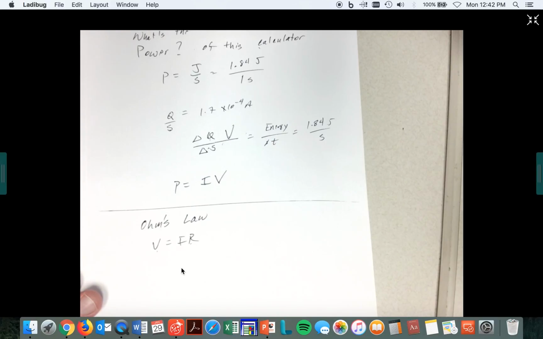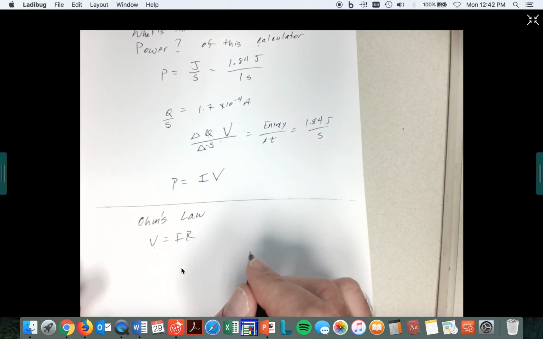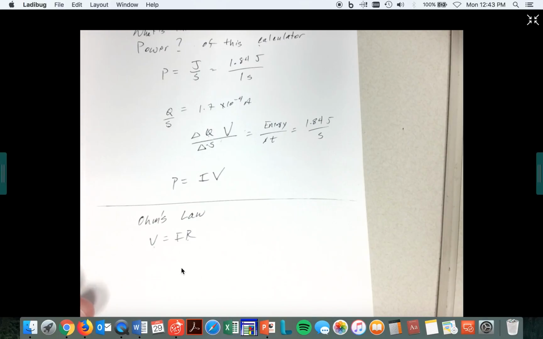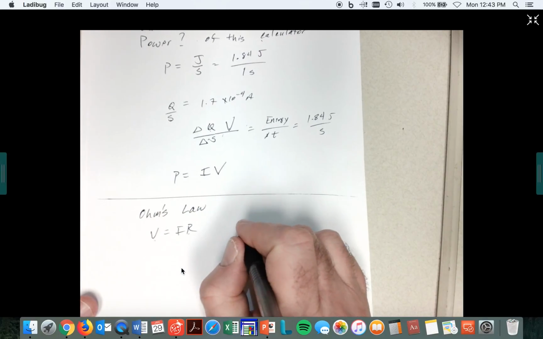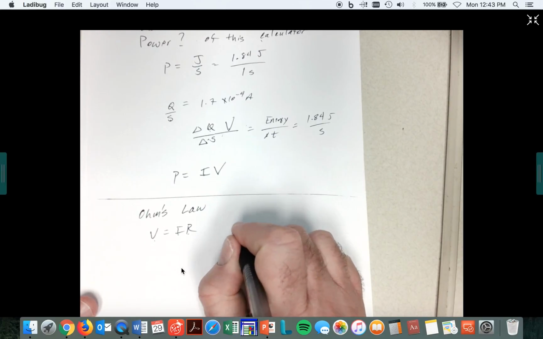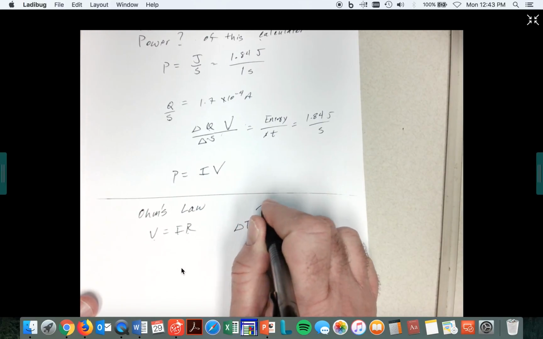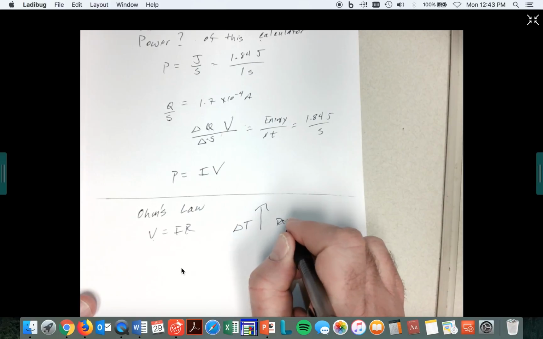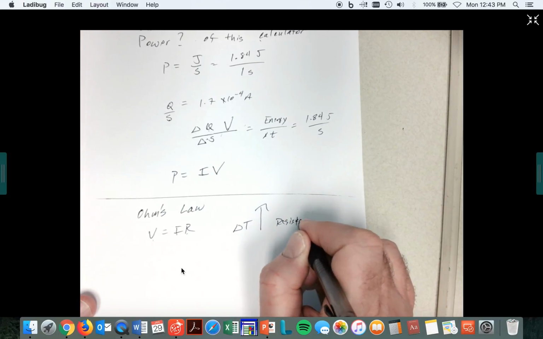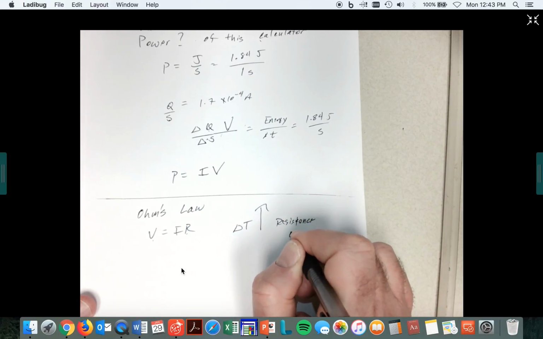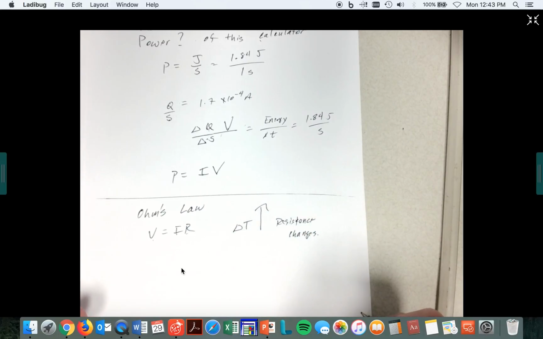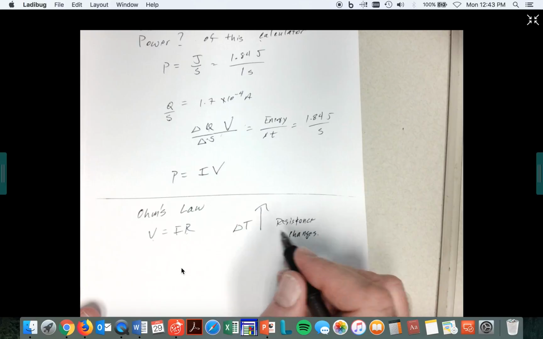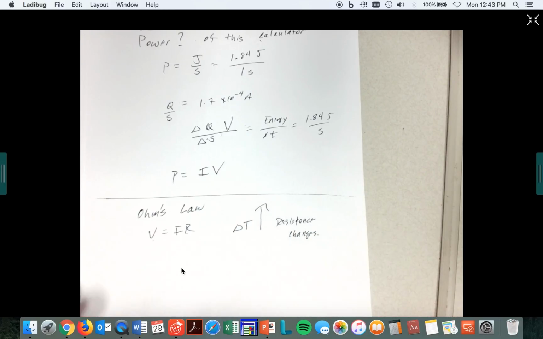Okay. For the most part, resistance doesn't change, but resistance does change. If something gets very, very hot, the resistance goes up. Change in temperature goes up, resistance changes. Okay? Temperature goes up, the resistance changes, and we'll look at that in a minute.